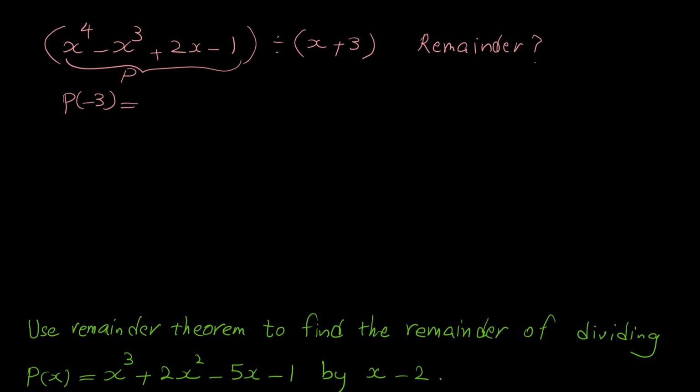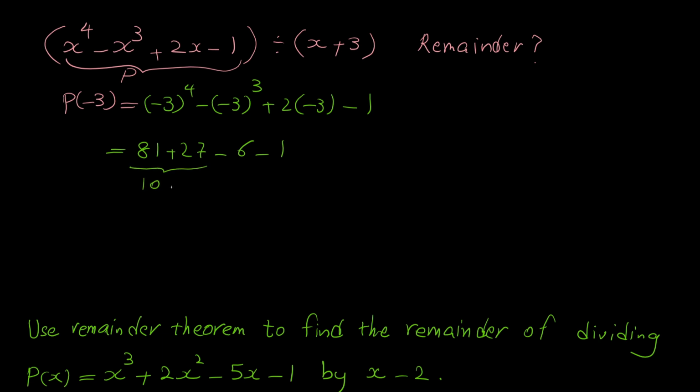So here, the remainder would be negative 3 to the power of 4 minus negative 3 to the power of 3 plus 2 times negative 3 minus 1. Negative 3 to the 4 is 81. Negative 3 to the 3 is negative 27, and with the negative outside, it would be plus 27. Minus 6 minus 1. 81 plus 27 is 108. 108 minus 6 minus 1 would be 101. So the remainder is 101.